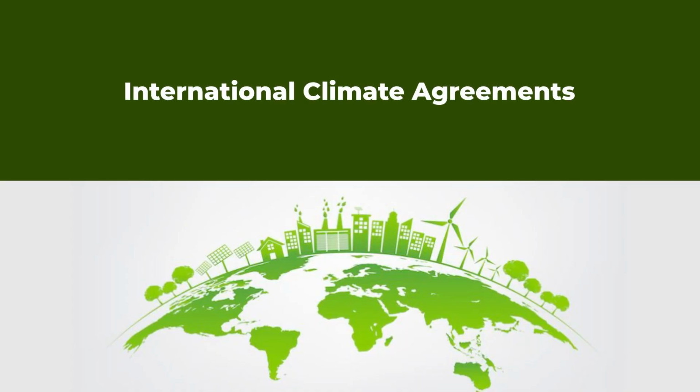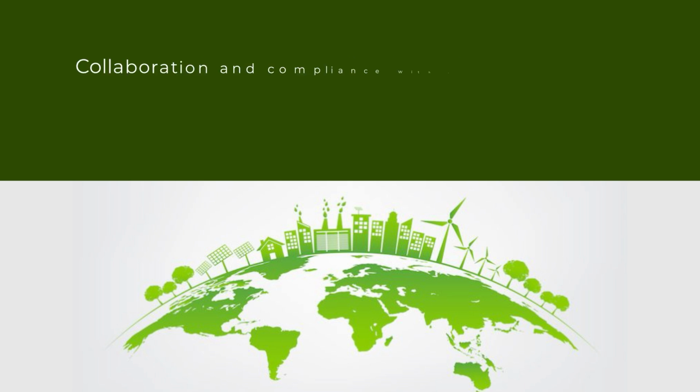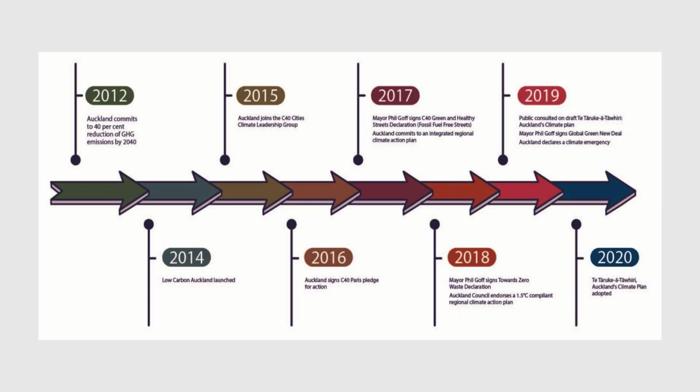There are many international climate agreements which talk about reducing the overall temperature rise that is happening these days. International agreements like the Paris Agreement set targets for reducing greenhouse gas emissions and limiting the global temperature rise. Collaboration and compliance with these agreements, and there are many other agreements, are critical for effective climate control. These are a few agreements that were signed in various years.